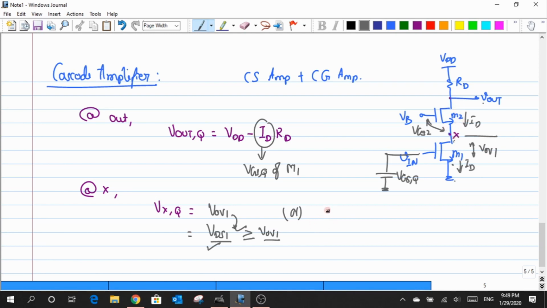Now the statement is this. Okay, I will express this. Since I know V out Q, I subtract the minimum drop across the drain to source as VOV2. The reason why this particular expression is non-correct is by looking at the graph.